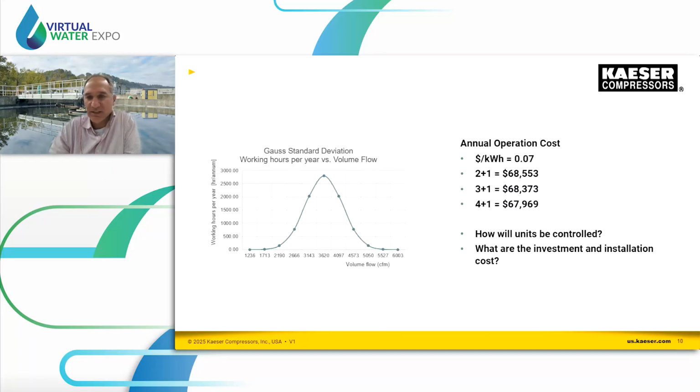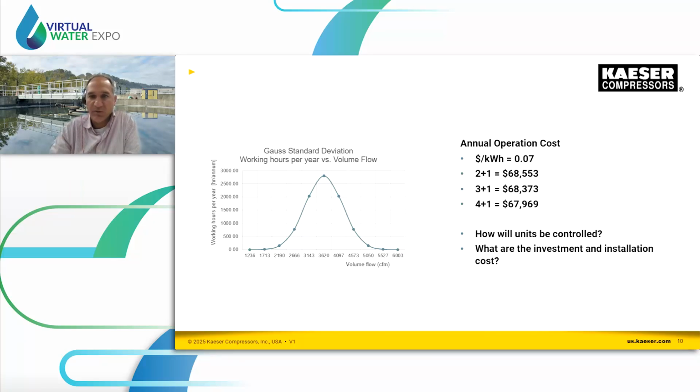So let's take a look at this evaluation. Let's assume, when we're talking about 1200 to 6000 CFM, that we spend most of our time running right in the middle of that, so about 3000 CFM. Here we can see, at $7 per kilowatt hour, how much it would cost to run the station. Here it's pretty much the same. Not a lot to be talked about, but again, we need to consider how we're going to control our units and what the investment and installation costs are.